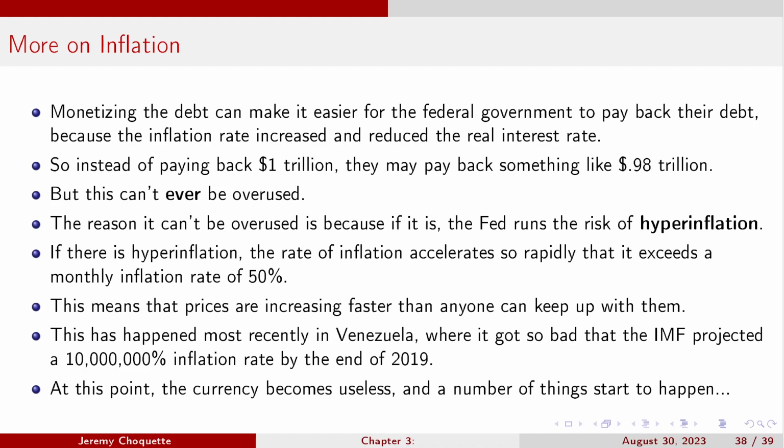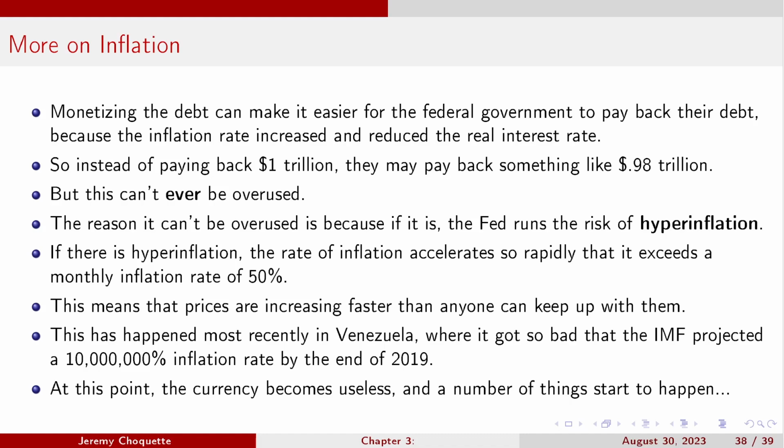Now, monetizing the debt can make it easier for the federal government to pay back their debt because, well, the inflation rate has increased, and it's thus reduced the real interest rate. So instead of paying back $1 trillion, they might pay something like $0.98 trillion. But this can't be overused. Why? Well, if it is, then the Fed runs the risk of what's known as hyperinflation.